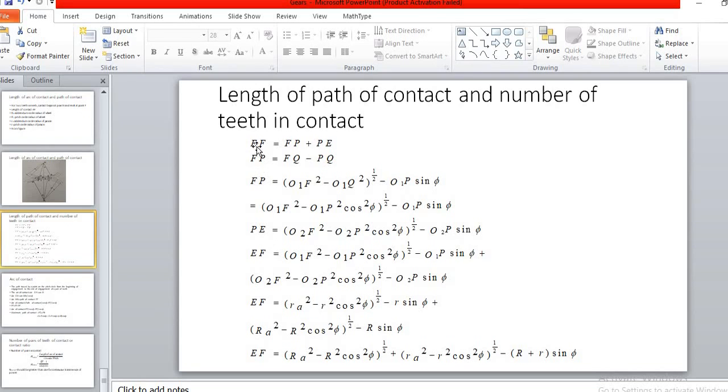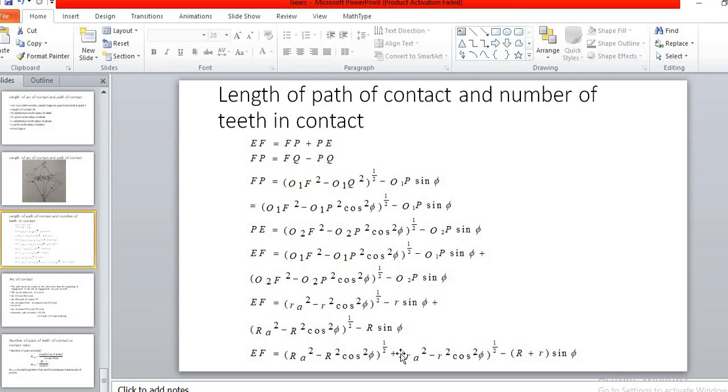Now put this PE and FP into the equation for EF: this equation plus this equation gives the total EF. Now O1F is the addendum radius RA and O1P is small r. Putting all these values, we get the equation in terms of the addendum values and the base circle radii. After simplification we get the path of contact in terms of the addendum values and the base circle radii, like this. This is the path of contact.